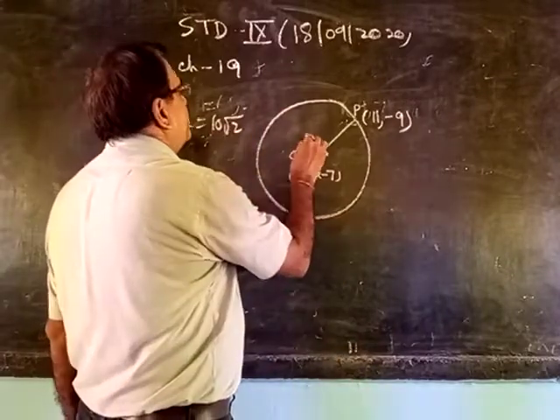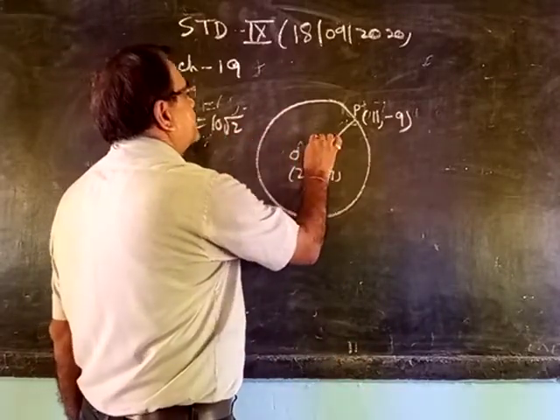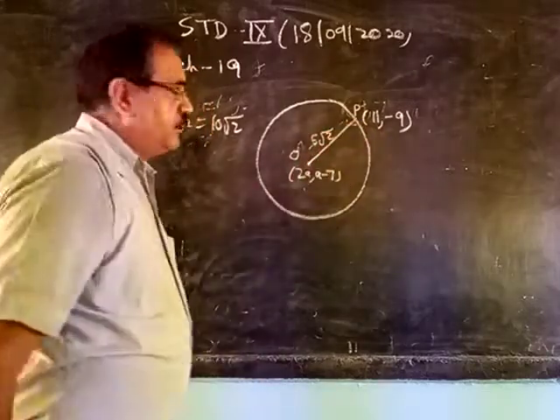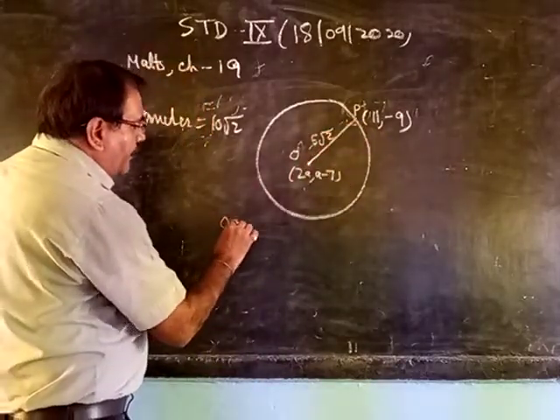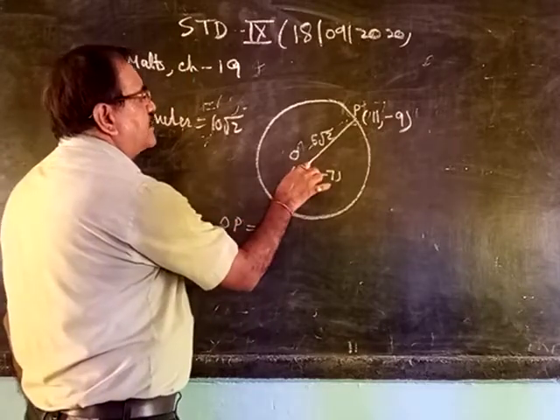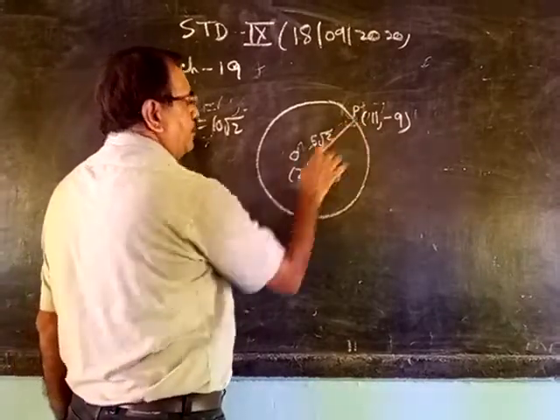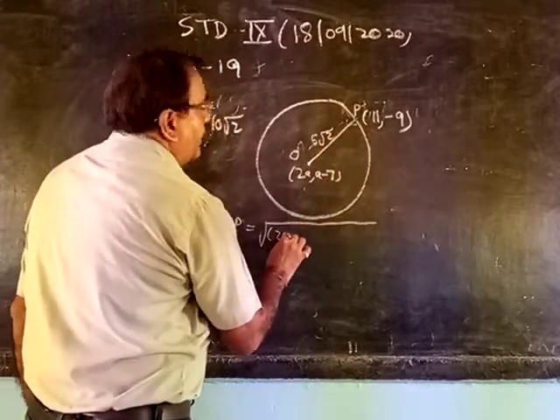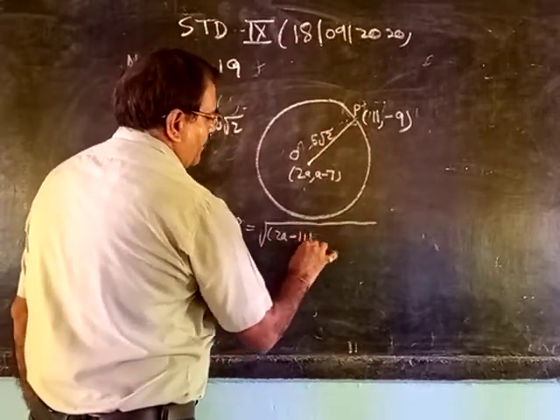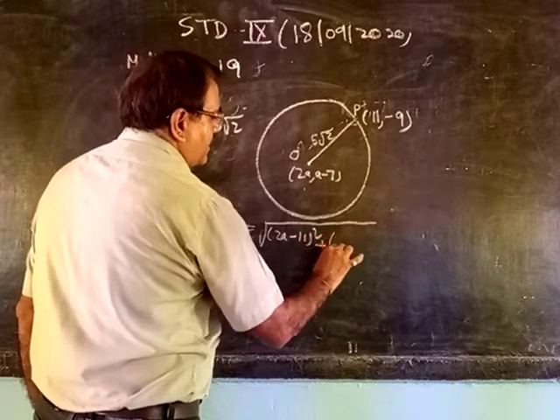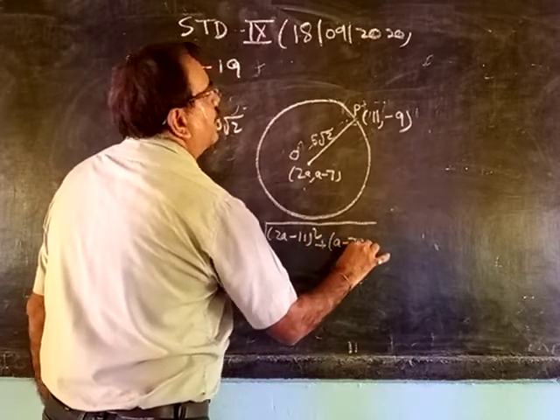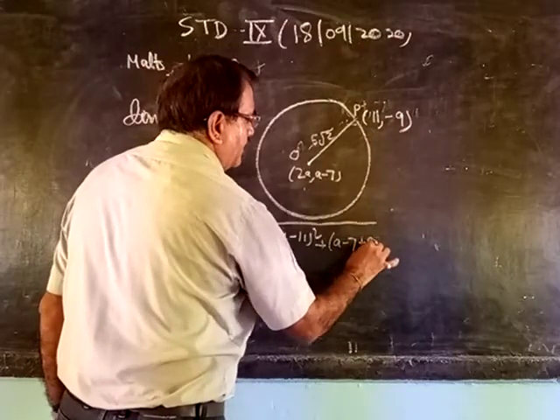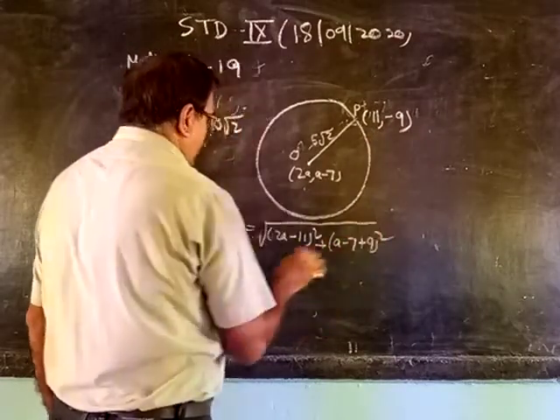So 10 root 2 divided by 2 is 5 root 2. Now the distance is given, so find out OP. OP means the distance between O and P, using both coordinates. So OP equals the square root of (2a minus 11) square plus (a minus 7 plus 9) square.